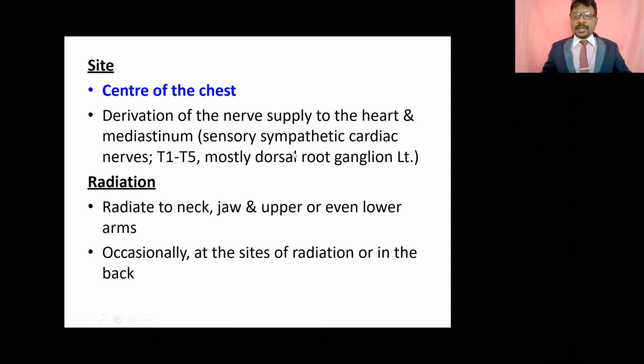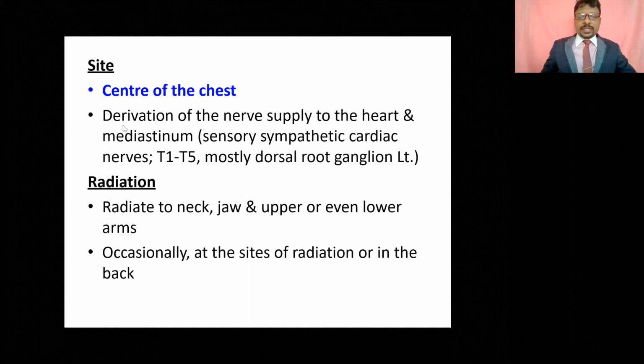This is because of the nerve supply to the heart and mediastinum. That is the sympathetic cardiac nerves, T1 to T5, the dorsal roots mostly being involved. So it is related to the central pain, and they feel it in the center. In the case of gastric pain, it may be at the epigastric level, but the radiating pain may come to the upper chest, or the diaphragm region, or maybe the left hypochondrium level. These things can happen.